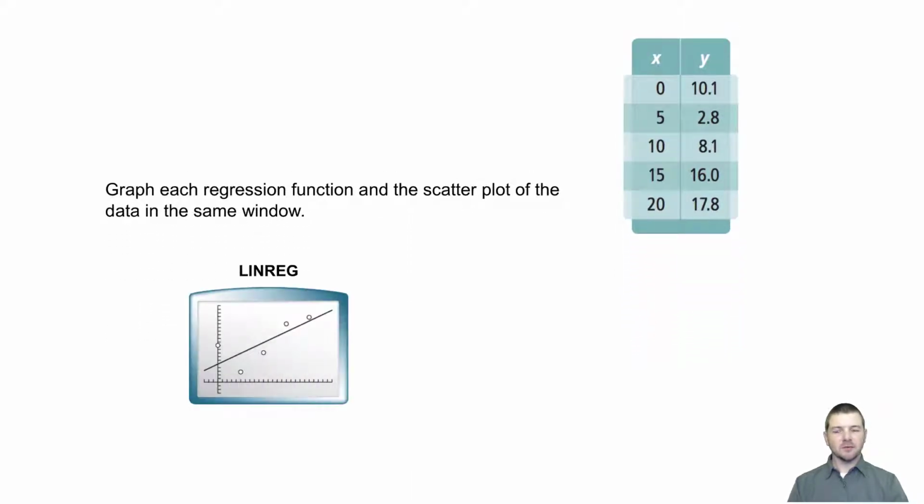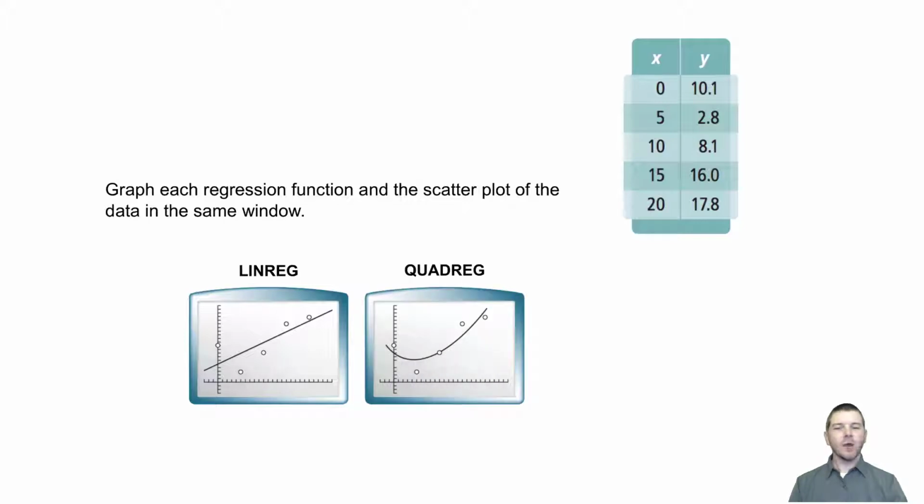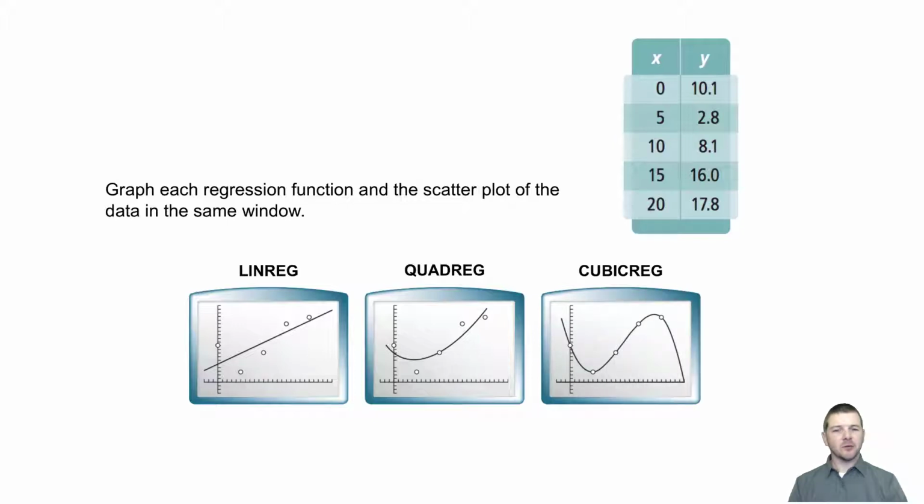First, a linear regression, or the calculator feature LinReg, graphed at the left, a straight line attempting to model the data. Next, QuadReg, a quadratic regression using the QuadReg feature of the calculator, a parabola attempting to best model the data. And finally, CubicReg, a cubic regression model best fitting the data. Fits very nicely. For this data, a cubic function appears to be a perfect fit.